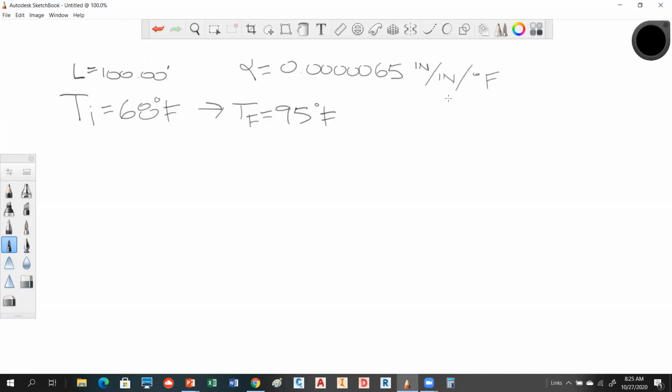Okay. So basically, to determine your thermal change, it's going to be thermal change is equal to alpha times delta T times the original length. So alpha is 0.0000065. It's 5 zeros, 1, 2, 3, 4, 5. Then 65 times delta T. Delta T is your final minus your initial. And then we have L, which is 100 feet. So since that's the unit, basically everything else cancels. So let's run those numbers and see what we come up with.